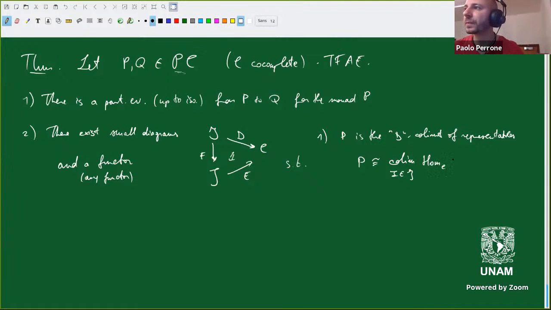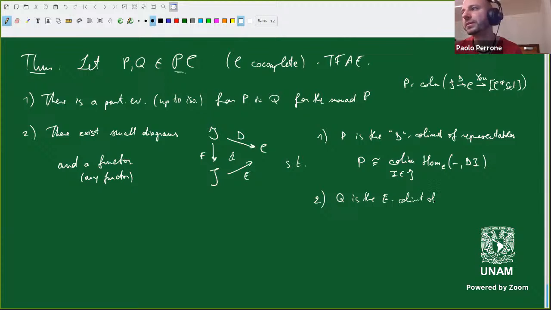So after the unit embedding. Okay, so if you want, P is a colimit of this functor here. Unit embedding. Okay. So it's something like the weights that would give you the colimit, pretty much like the image measure of a random variable, but for weighted colimits. Well, Q is the E colimit of representables.